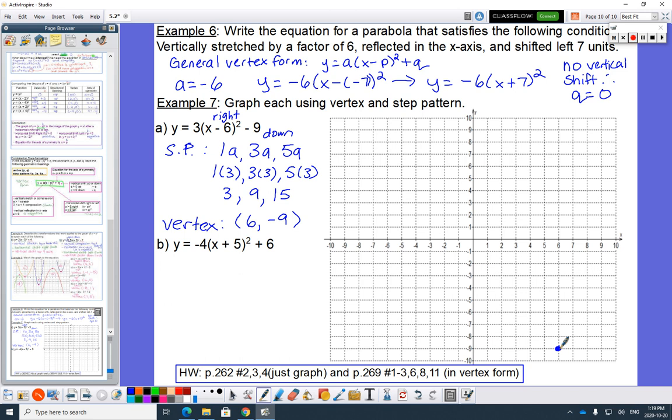So 6 and -9. So now we're going to go, this opens up, it's not negative. So over 1 up 3, 1, 2, 3. Over 1 up 9. And I don't think we're going to get to 15, which is fine. Make sure you have a parabola so it's symmetrical. So over 1 up 1, 2, 3. Over 1 up 1, 2, 3, 4, 5, 6, 7, 8, 9.